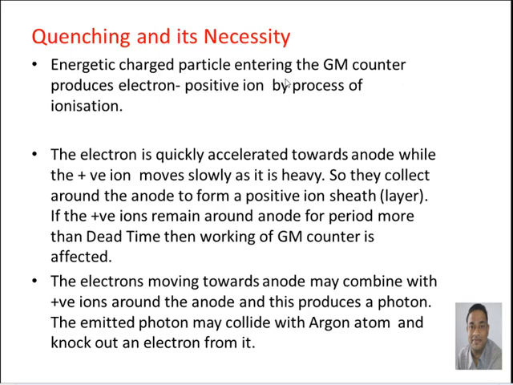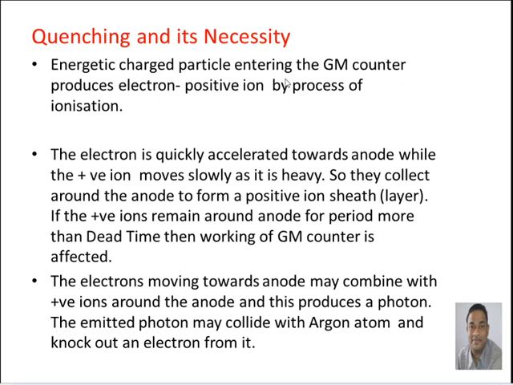Now when an energetic charged particle enters the GM counter, it produces an electron-positive ion pair by the process of ionization. The electron is quickly accelerated towards the anode because it is very lightweight, while the positive ion moves slowly towards the cathode as it is heavy. So they start collecting around the anode and this forms a positive ion sheath or a layer around the anode.